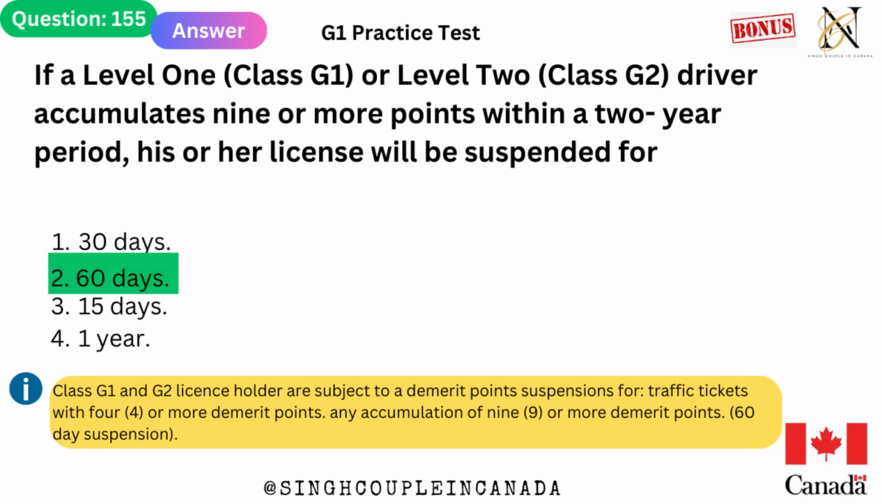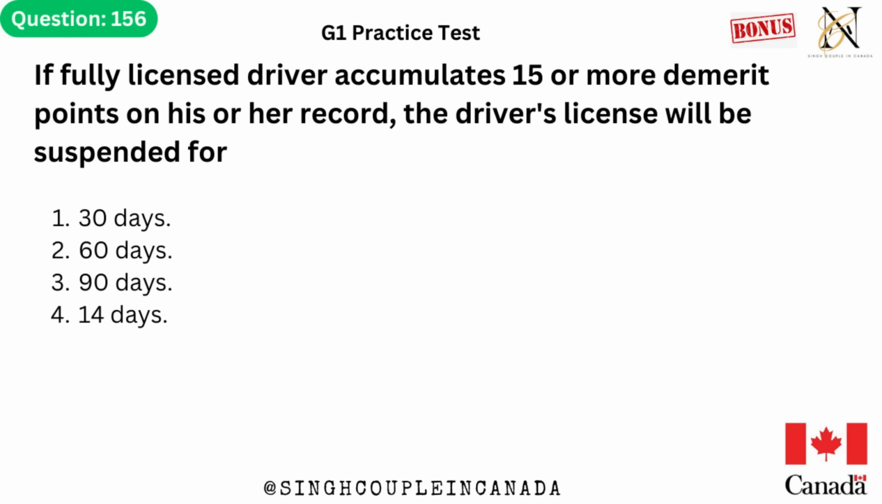Class G1 and G2 license holders are subject to demerit point suspensions for traffic tickets with 4 or more demerit points. Any accumulation of 9 or more demerit points results in a 60-day suspension.